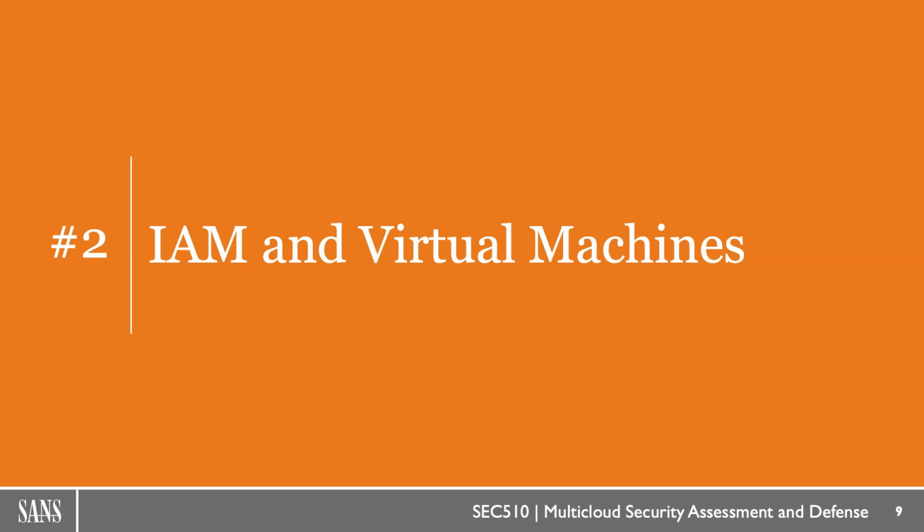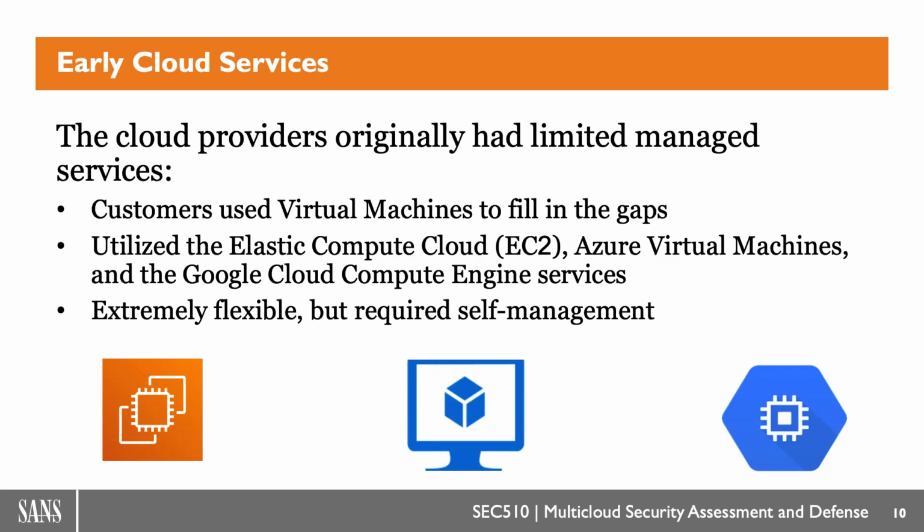So what I want to do here is really walk you through one of the core sections that's on the first day of SEC510, where we really look at how identity and access management ties into virtual machines. So let's go ahead and dive into that section, and we'll cover the way that the cloud started. If you think back to 2006 when AWS came out, and maybe fast forward a few years for Azure and a few more years for Google, the one primary offering that we had was just virtual machines.